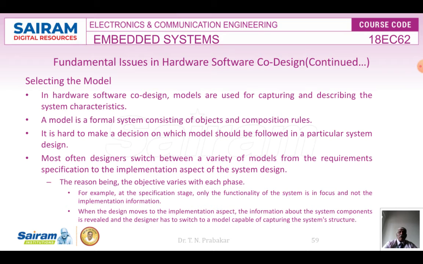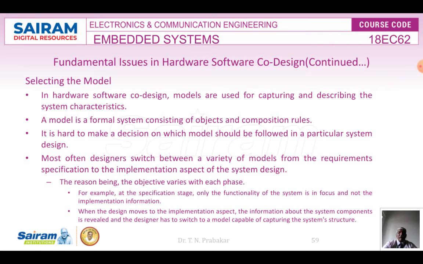And selecting the model. First thing is how I am going to select a model. A model is actually a formal system consisting of objects and composition rules. It will have some objects and there will be some rules. It is hard to make a decision on which model should be followed, as there are plenty of models out there. Again, it's a tough decision, but according to our experience, we can go for any type of model.